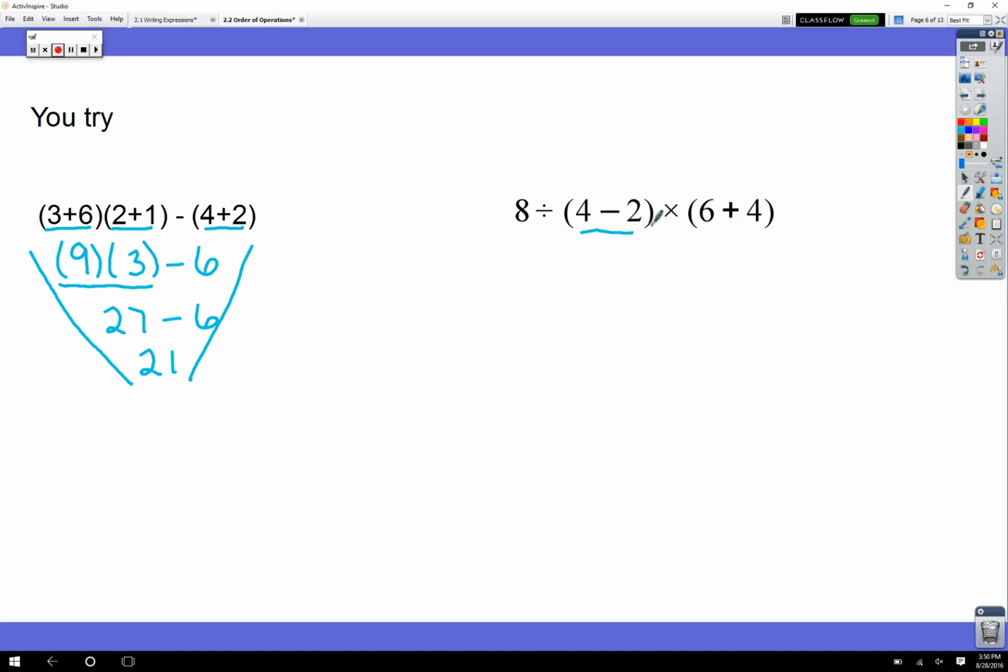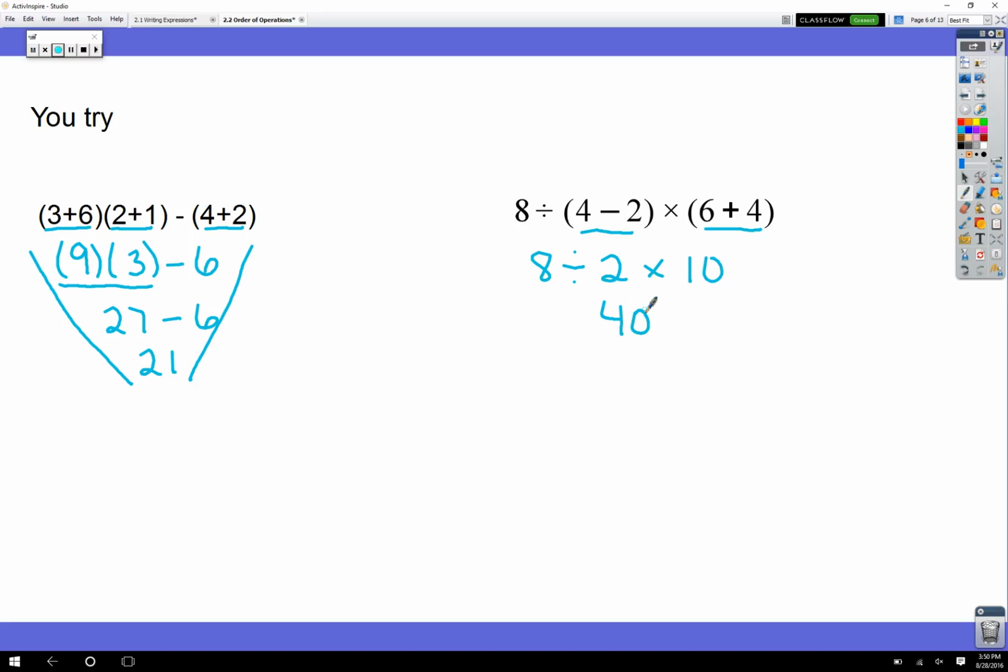Next example, parentheses first. I'm going to write everything else down exactly the way I see it. I have 8 divided by 2. I can get rid of the parentheses since I do have an operation sign telling me what to do. Times 6 plus 4 is 10. Now doing multiplication and division from left to right, I have 8 divided by 2 is 4, and 4 times 10 is 40. Okay, this is where it's important to do it from left to right.